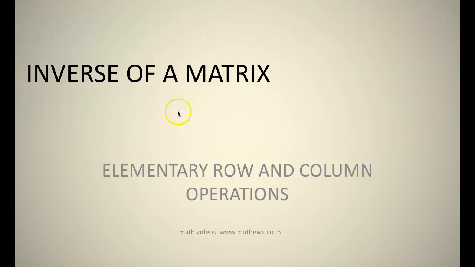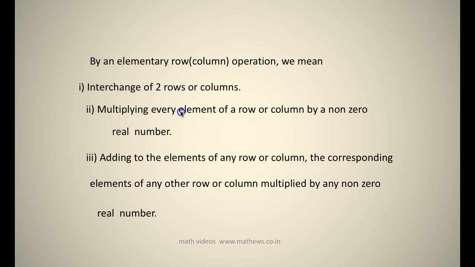This video attempts to explain the inverse of a matrix using elementary row and column operations. By an elementary row or column operation, we mean interchanging two rows or columns, multiplying every element of a row or a column by a non-zero real number, and adding to the elements of any row or column the corresponding elements of any other row or column multiplied by a non-zero real number.